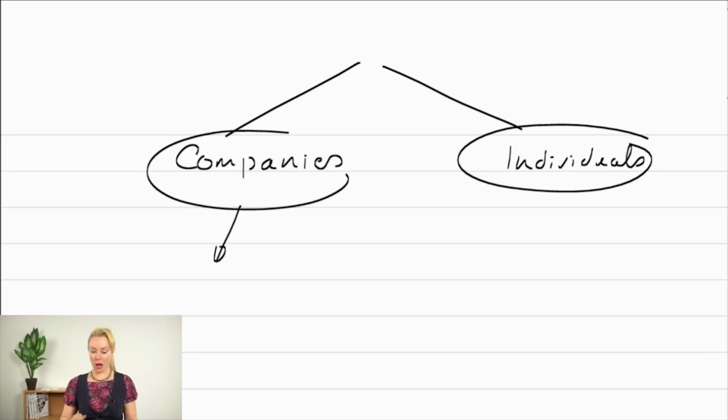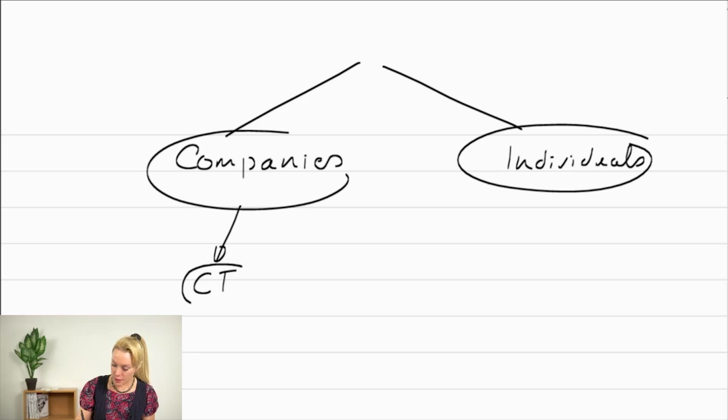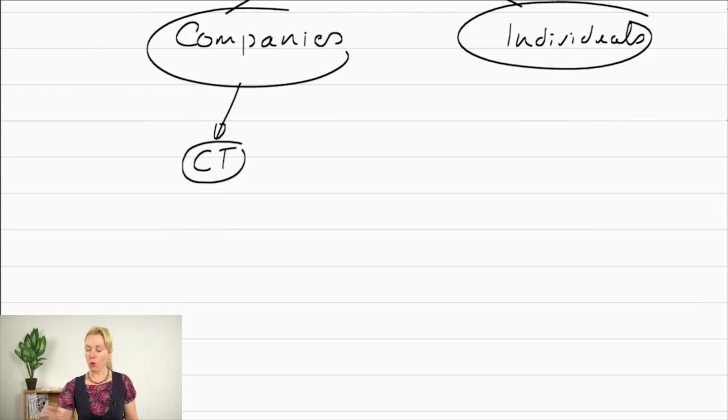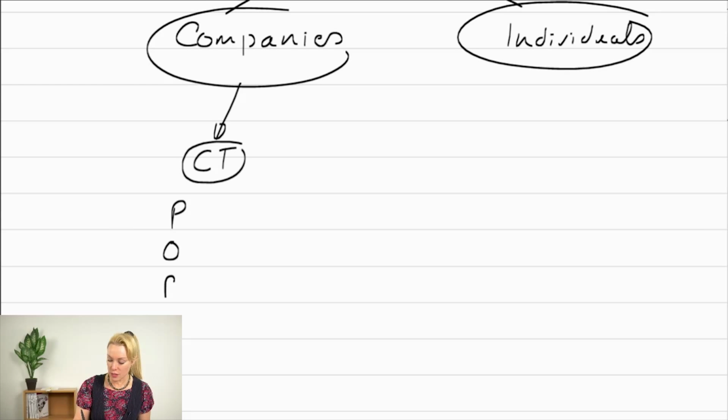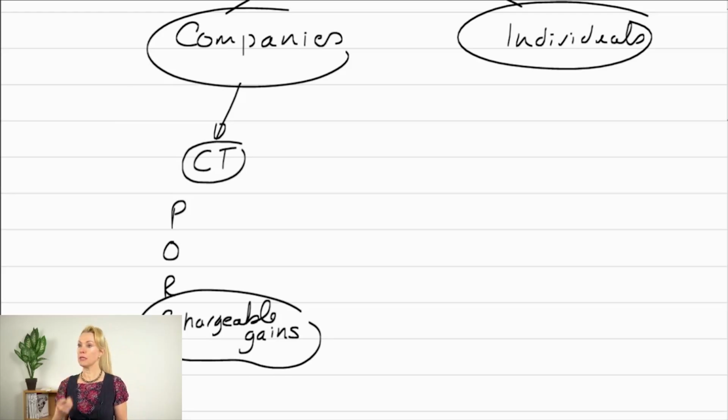Sorry, when you're talking about companies, you're talking about corporation tax. And we're talking about all the things that a company pays tax on. And one of the things that a company pays corporation tax on is chargeable gains. So, very, very important is companies and corporation tax on gains.